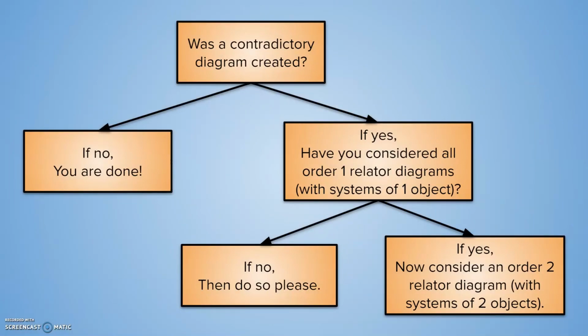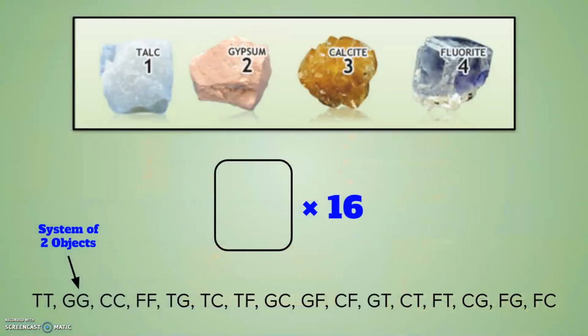However, if one is found, then there are 2 options. Either more relator diagrams with systems of one object can be developed, or a relator diagram with systems of 2 objects can be created. For ease, I will refer to the first type as an order 1 relator diagram and the second type as an order 2 relator diagram. Because a contradictory relator was found, I will continue developing more relator diagrams. Since I have not found any other order 1 relator diagrams with no associated contradictory diagrams, I will begin creating an order 2 relator diagram.